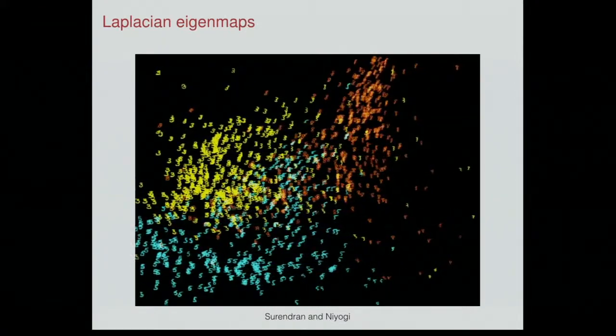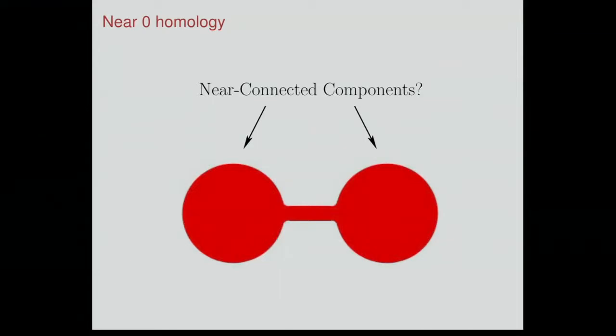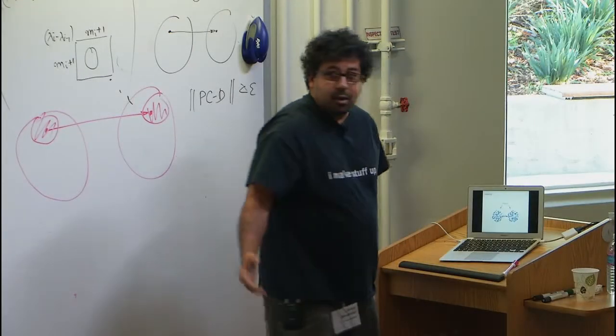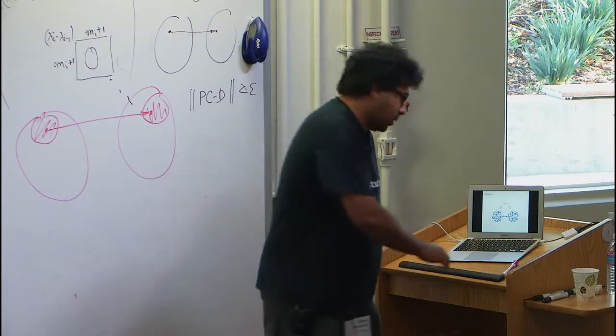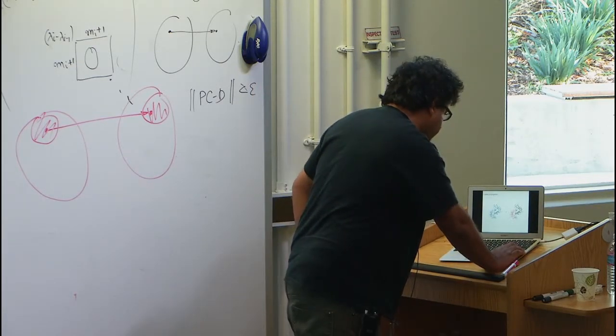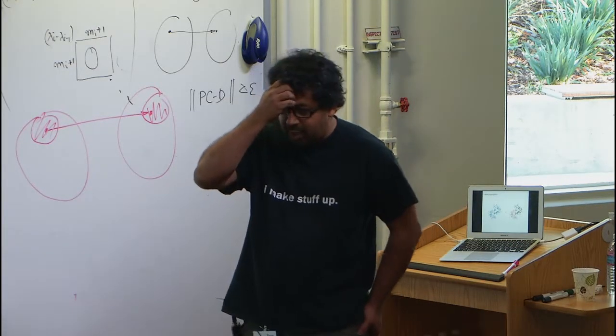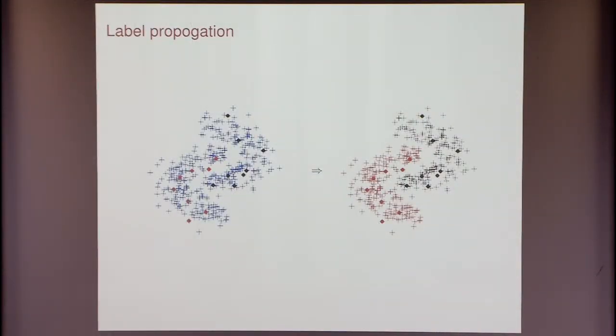One argument for why this may work, if you want to make this semi-topological, is, well, if you want to find near-connected components, this is looking for near-zero homology. You can think of this as a dumbbell, and you can ask, what are the near cuts of this? And if you have data, this can be reformulated into a clustering problem. You have a bunch of points, you want to cluster them, and so that's one problem we'll talk about. That's the Cheeger notion of a cut.